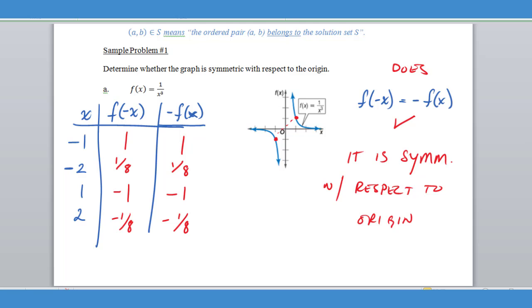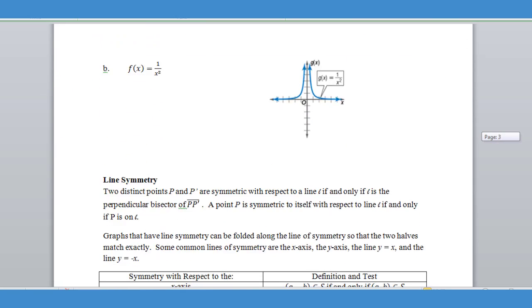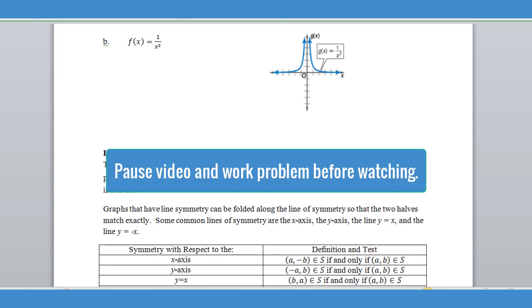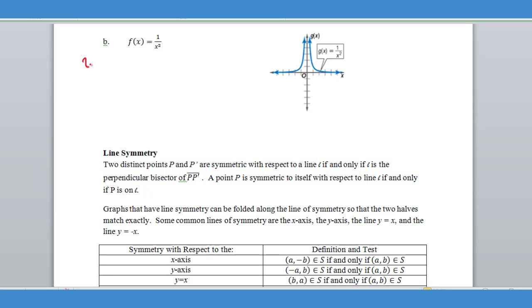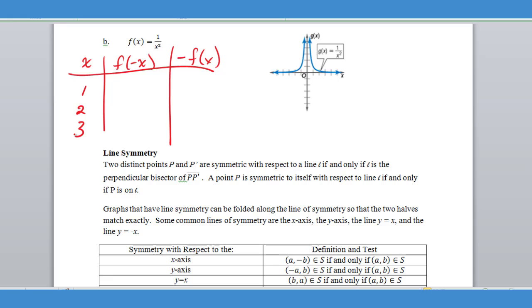Now, let's take a look at one that doesn't. Now, I think we can clearly see in part B that it's not symmetric with respect to the origin. But let's see how that plays out from the f of x standpoint. Again, I'm going to just create a quick little set of table values, and I'll just use a few points, that'll be plenty enough.